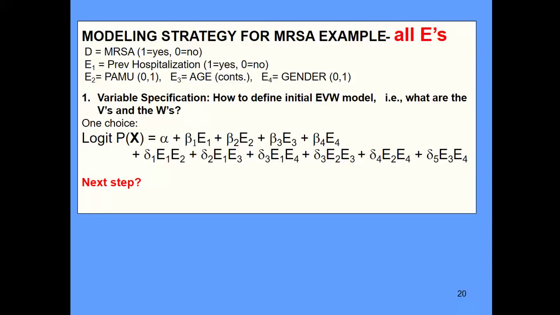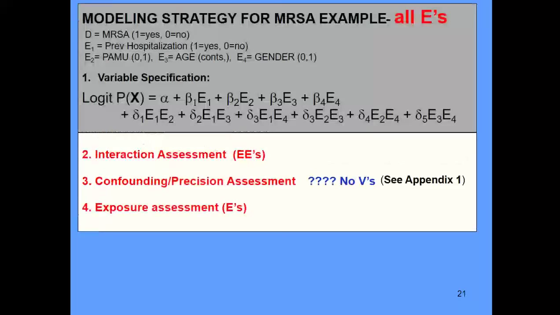I'm watching the clock because we only have a few more things to go. So how do you do this? I'm going to continue this next time, but I just want to say a few things more. First, after you specify this model, the next step is interaction assessment, okay? And then if you were following the modeling strategy, the next step after that would be confounding and precision assessment, except there are no V's in the model.